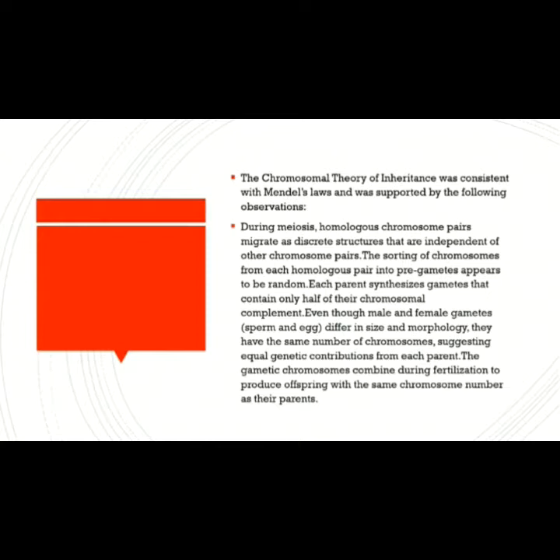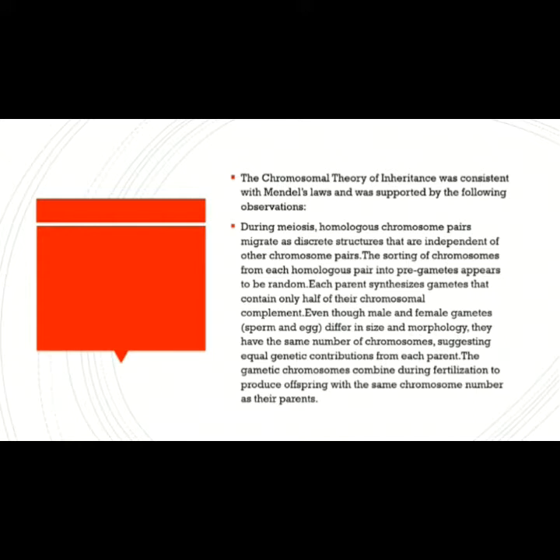The chromosomal theory of inheritance was consistent with Mendel's laws and was supported by the following observations. During meiosis, homologous chromosome pairs migrate as discrete structures that are independent of other chromosome pairs. The sorting of chromosomes from each homologous pair into pregametes appears to be random.